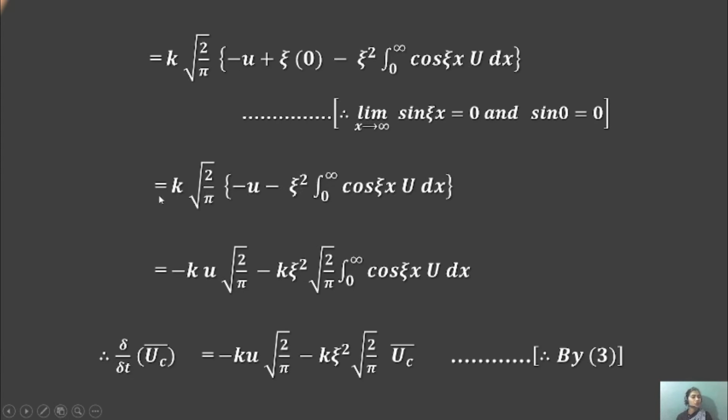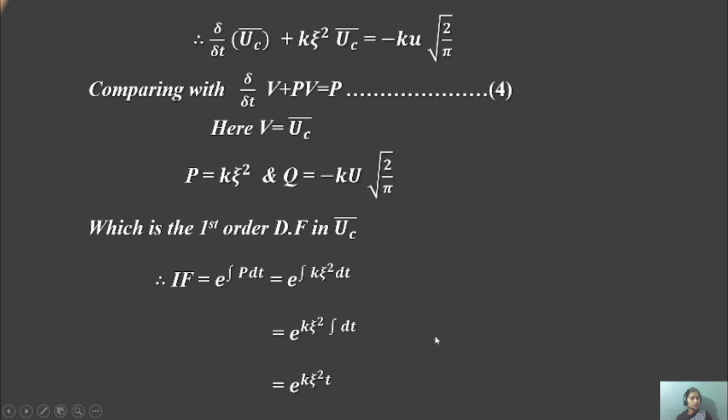Then, same as considering the equation, the first value will be generated, that is minus u k square root of 2 by pi minus k xi square root of 2 by pi integration 0 to infinity cos xi x u dx. Then del by delta t uc equals minus ku square root of 2 by pi minus k xi square root of 2 by pi. This value is generated by the uc.